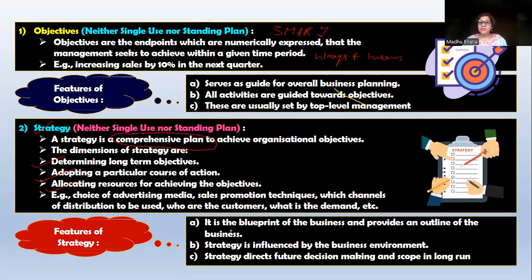We also say that it is the blueprint of the business and provides an outline of the business. ये आपको case study identify करने में मदद करेगा, तो इसको ध्यान रखिएगा. Blueprint basically is not the appropriate word because blueprint is used for planning as a whole. So we can say that it is a guideline or it is an outline which helps in achieving the objectives. And I have told you that these are influenced by business environment. So that is 2 down. Objectives and strategy, which are neither long-term nor standing plan, not a single-use plan, neither a standing plan.